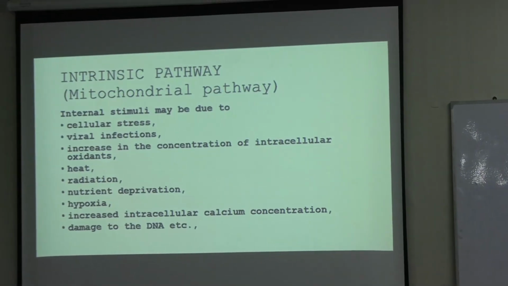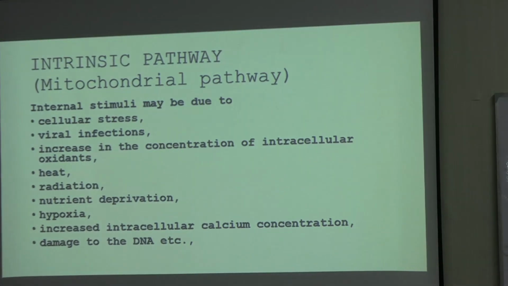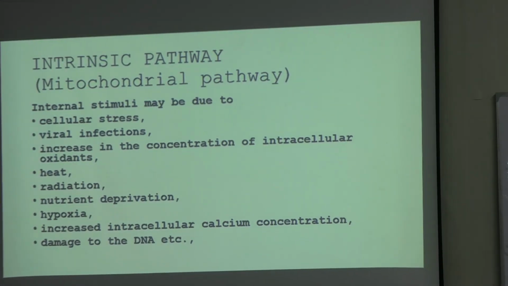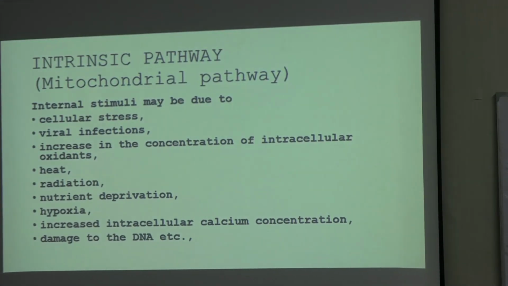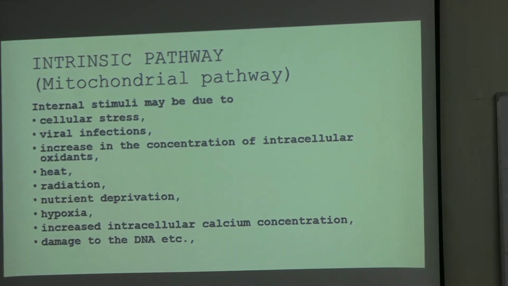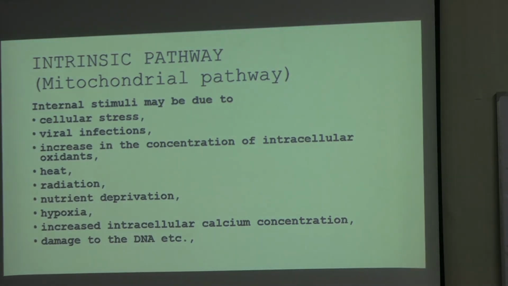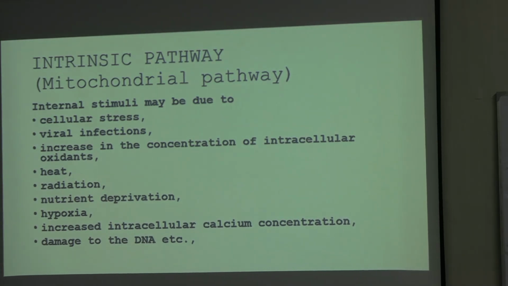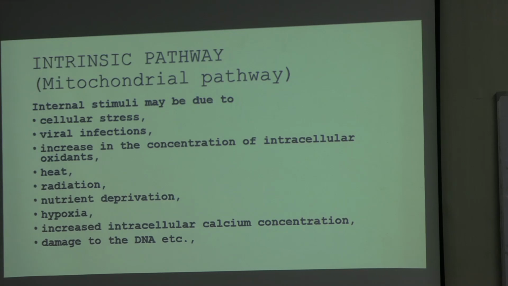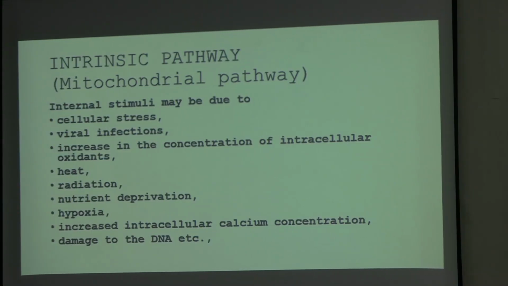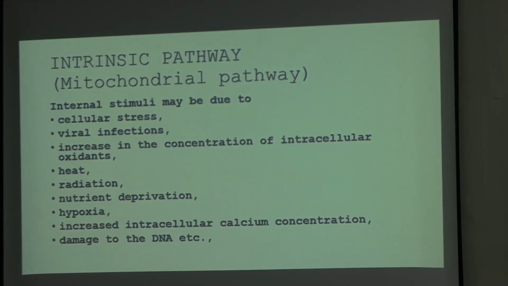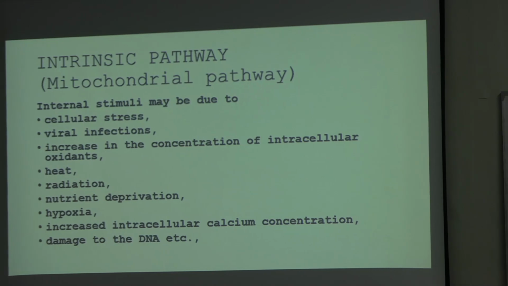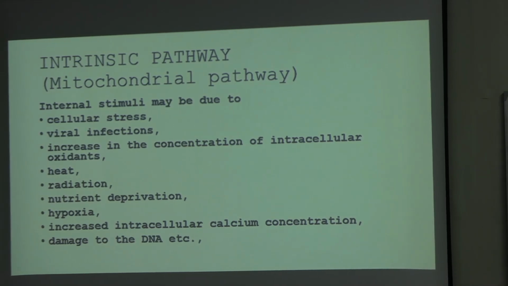The intrinsic pathway, as I said, is also called the mitochondrial pathway. That means it will start from mitochondria. What are the stimuli? Cellular stress, viral infection, increased concentration of oxidants, heat, radiation, nutrient deprivation, hypoxia within the cell, increased intracellular calcium concentration, damage to DNA. These are the causes by which mitochondria will be affected.